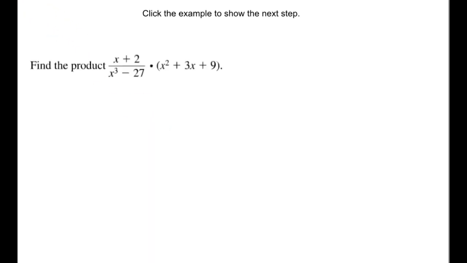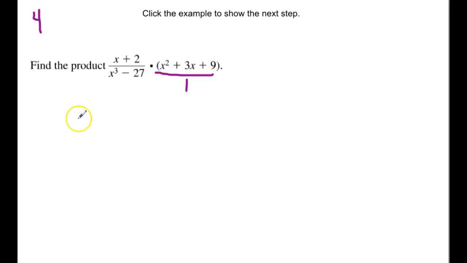Okay, so here we're going to be looking at this one. Let's go ahead and rewrite this one. And this is example number 4 that we're looking at. Okay, so the first thing is when I'm multiplying fractions, I always want to just have my fractions, and that's going to be over 1.